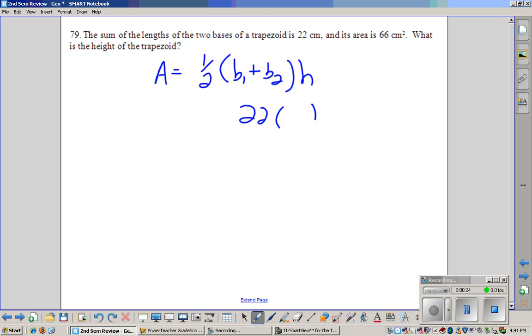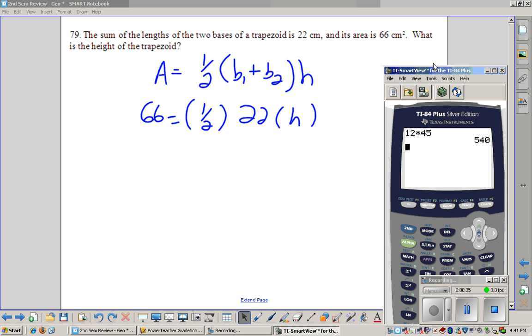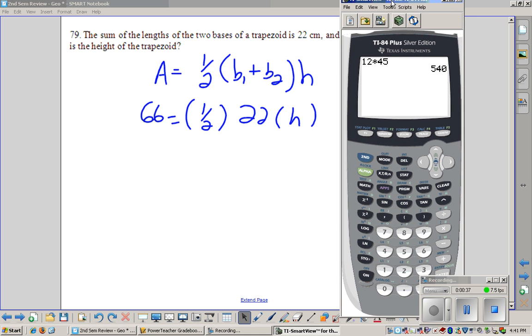And it says what is the height? So we have everything else we need. It gives us the area, 66. And we're just going to have to solve this. To solve it, we will undo a lot of the operations.